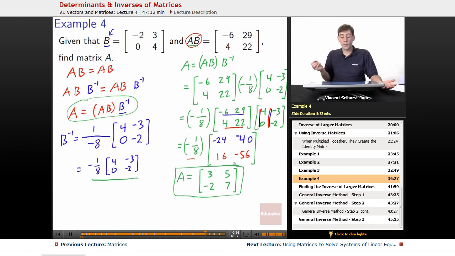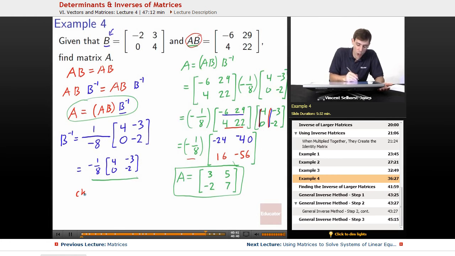We had to do a lot of arithmetic to get to this point, so let's double check and make sure that that is the answer. We know that A times B has to be this guy right here because we were given AB right from the beginning. So let's take a look. What would A times B be? A is 3, 5, negative 2, 7, and the B we were given is negative 2, 3, 0, 4. So we work this out.